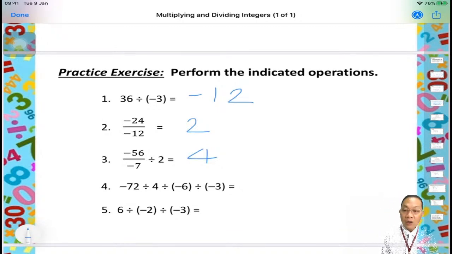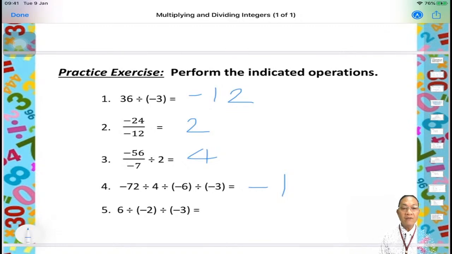Okay, number 4. What's the answer for number 4? Negative 72 divided by 4 divided by a negative 6 divided by a negative 3. What's the answer? The answer is negative 1. Correct. Okay, number 4 is negative 1.